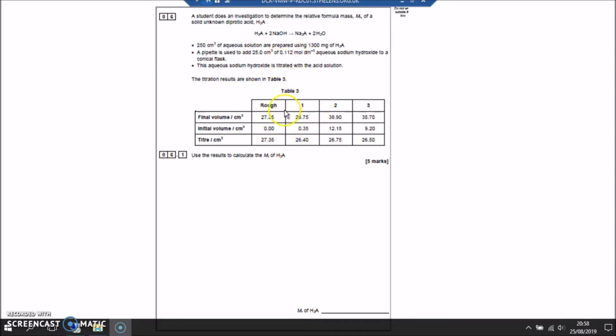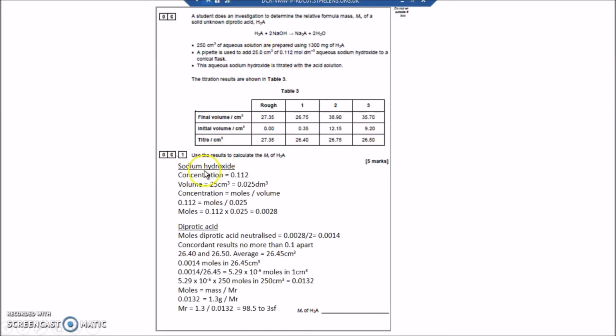And then I've got some results from my titration that I'll come to in a minute. I'm going to do something immediately with this 25 centimetre cubed volume and this concentration, because concentration is 0.112. Get 25 centimetre cubed into decimetre cubed: you divide by 1,000, 0.025 decimetre cubed. Concentration is moles divided by volume, so 0.112 is moles divided by 0.025. Multiply both sides by 0.025 and I've got the number of moles of sodium hydroxide, 0.0028. The reason I did that first is because it stands out to me that I've been given a volume and a concentration, so it'll want me to work out moles.